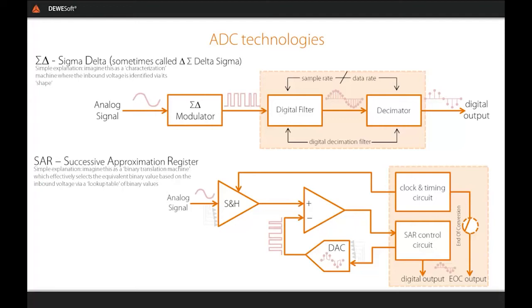It looks at the incoming signal and basically matches it to a binary representation. The good thing about that is it doesn't try and shape it. Now, if that sounded a little contradictory to what the Sigma Delta is doing, well, frankly, it is. And that is because SAR and Sigma Deltas are better suited to specific test applications.